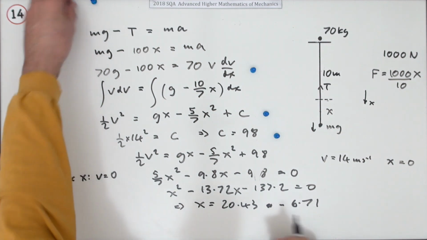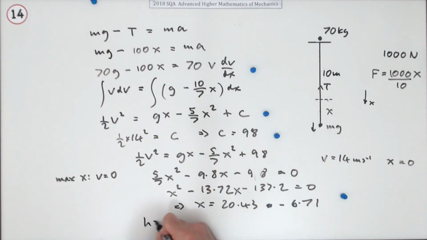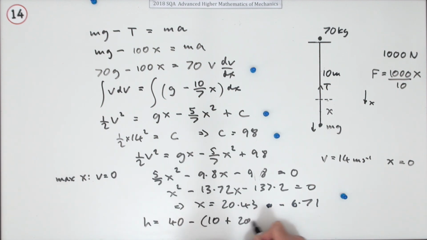There's a mark for doing that. And then finally you put it back in the same as you did before. So h is going to be 40 minus the 10 plus obviously the positive one, 20.43. And when you take that away, you get 9.57 meters for the last mark. Thank goodness that's over.